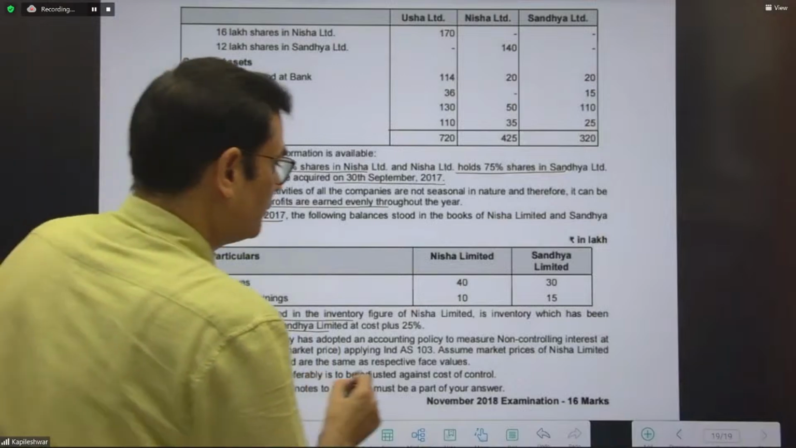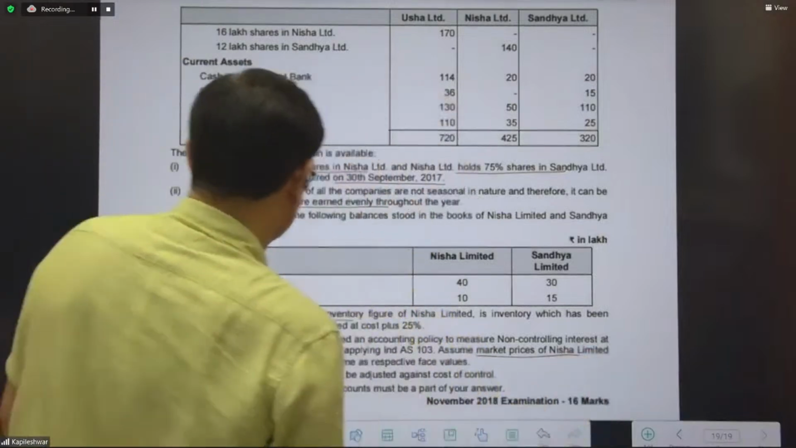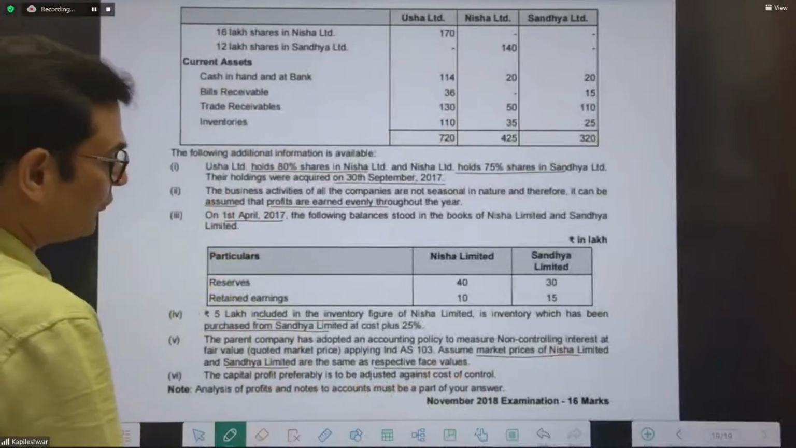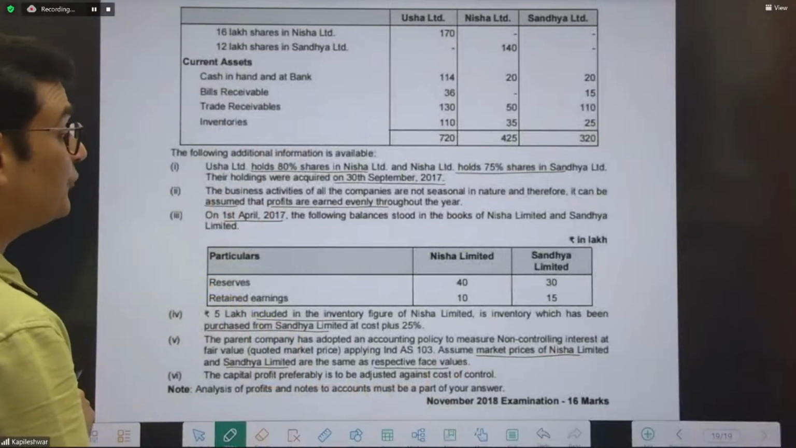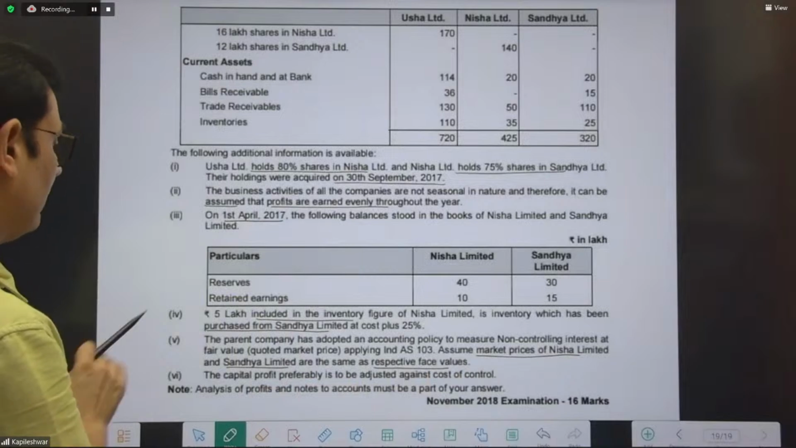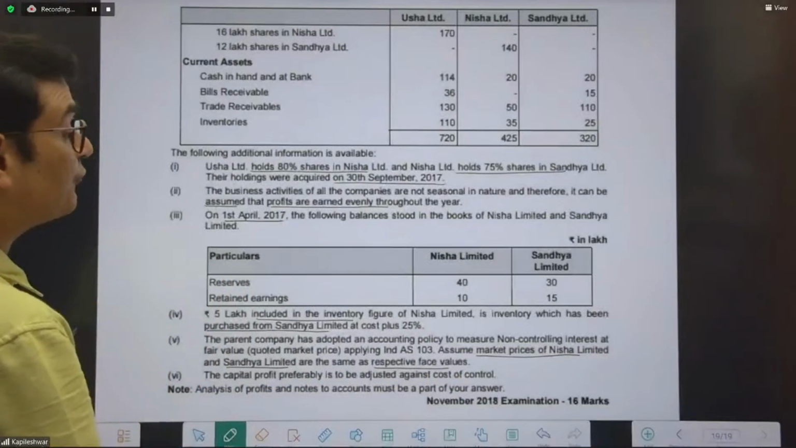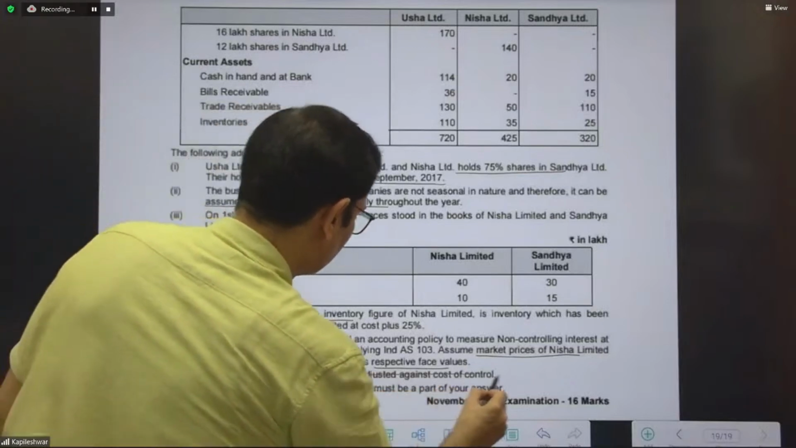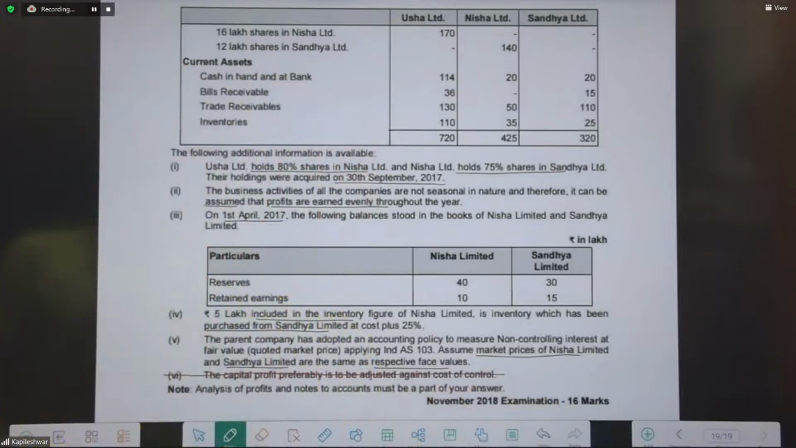Then he says the parent company adopted a policy to measure the NCI at a fair value, and for this purpose assumed that the market price of Nisha and Sandhya are same as the face value. So the face values and the fair values are going to be considered as equal. So we are taking the NCI at a fair value in this case. I think the point number 6 you can cut down. It's not really relevant. Then it says analysis of profits and notes to accounts will form part of your answer. So this is a November 18 examination question for 16 marks.